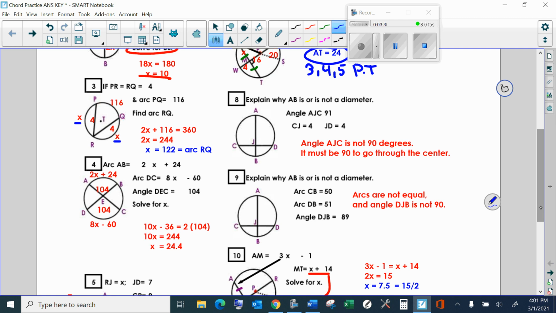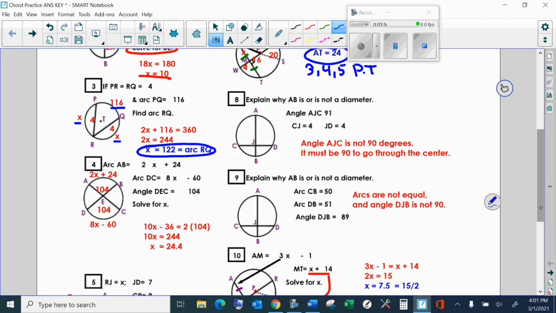And it says arc PQ is 116, so I put the 116 there. Well, now I have the full circle. So now 2x plus 116 has to equal 360. Subtract the 116 across, you get 244. Divide by 2, and you get 122 for x. And it wants arc RQ, which is x, so 122 is my answer.